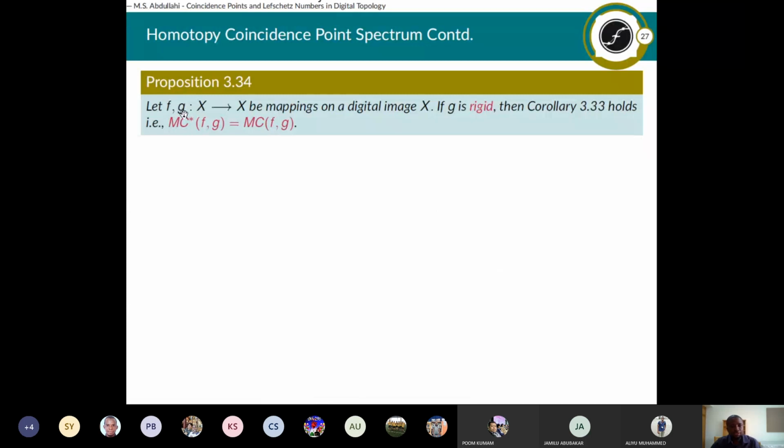But in our digital setting, if we allow f and g to be sub-mappings on the digital image X, but we have an additional condition on the function g to be rigid, then by the above corollary 3.33, this is going to be the same as this. That is, even if we change only one, it will be the same as the minimum coincidence number between the two functions.